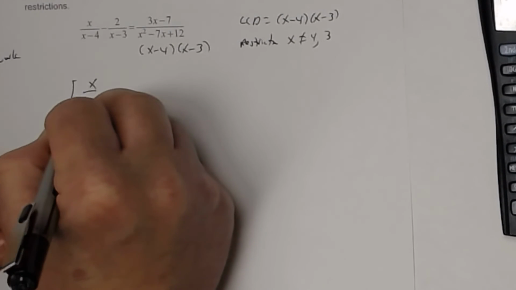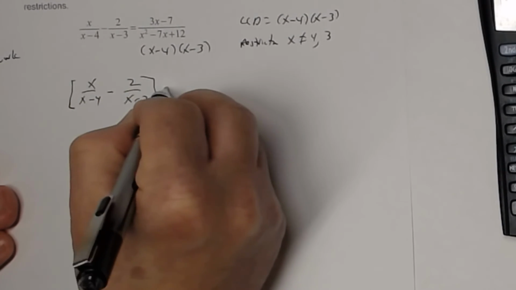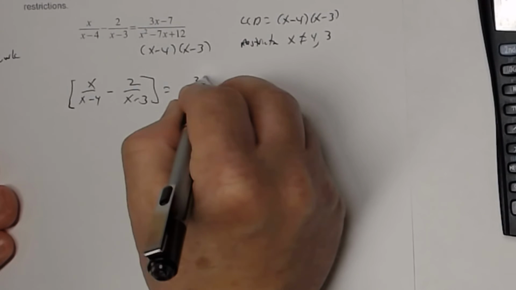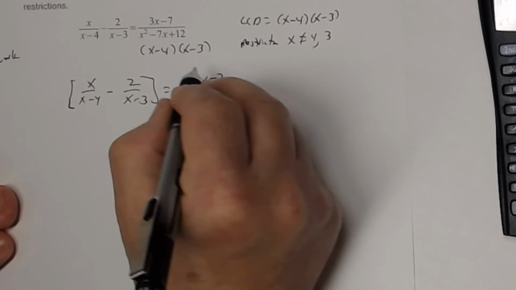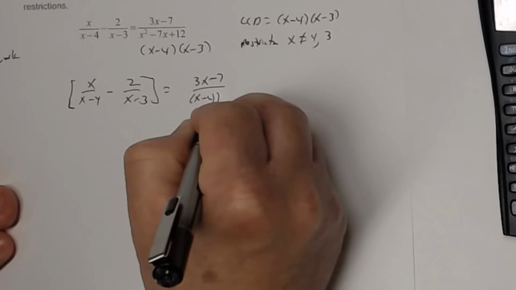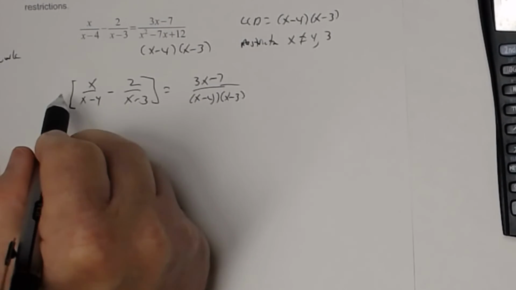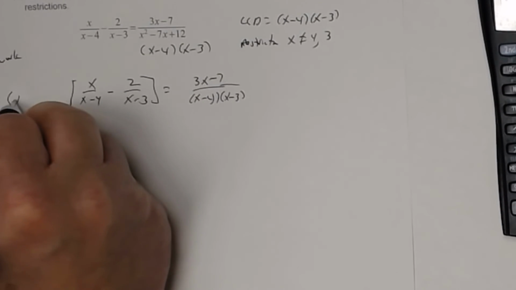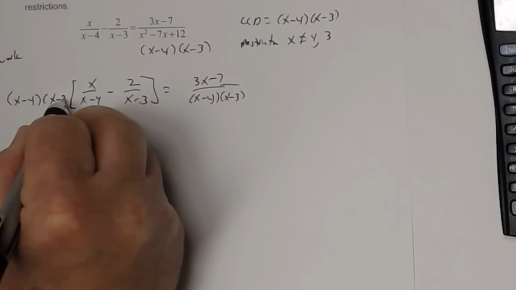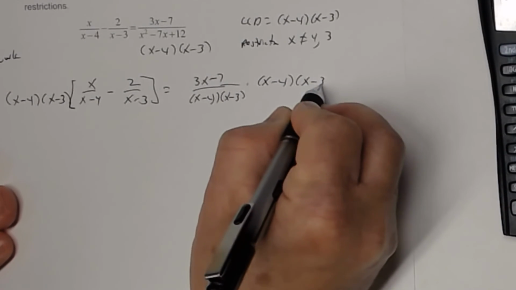So x divided by x minus 4 minus 2 divided by x minus 3 equals, over here, I get 3x minus 7 divided by, and then make sure you write in factored form, so x minus 4 times x minus 3. And so I'm going to multiply both sides by the LCD, which is x minus 4 times x minus 3, times x minus 4 times x minus 3.